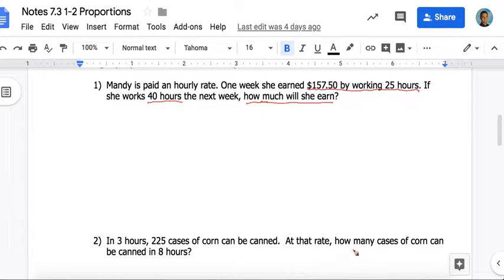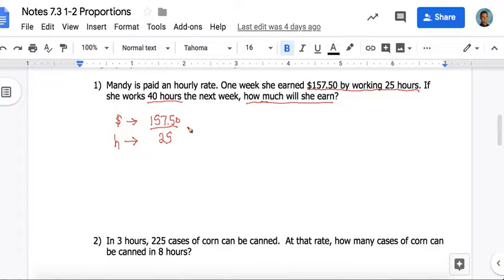So when we're setting up a proportion, we need to know the two units that we're discussing here. And so we have money and hours. So I'm going to put money over hours. I'm going to draw an arrow to where I'm going to set up the proportion. So we have 157.50 divided by 25.